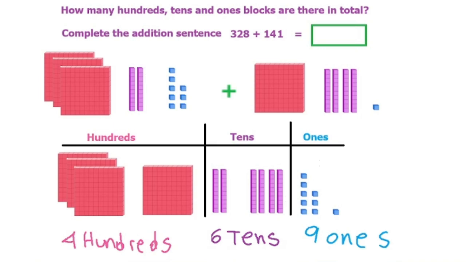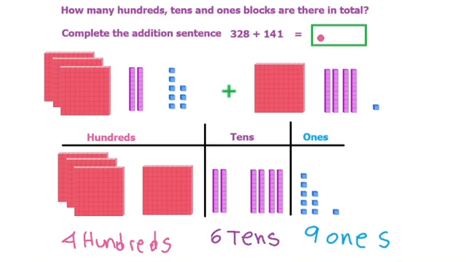So we answered the first part of the question. We have 4 hundreds, 6 tens, and 9 ones. So now we need to complete the addition sentence. 328 plus 141 equals what? Well, we know what it is. It's 469, right? 469. So let's write that in using our colors.